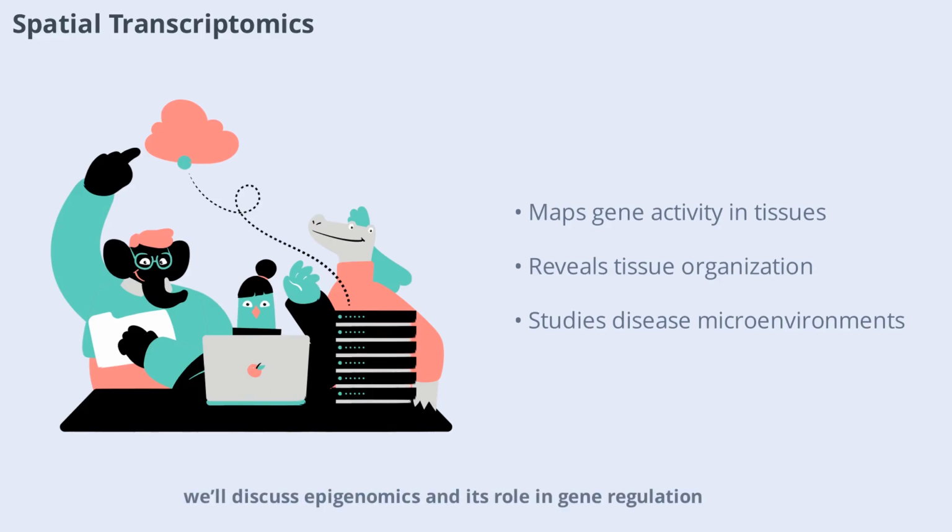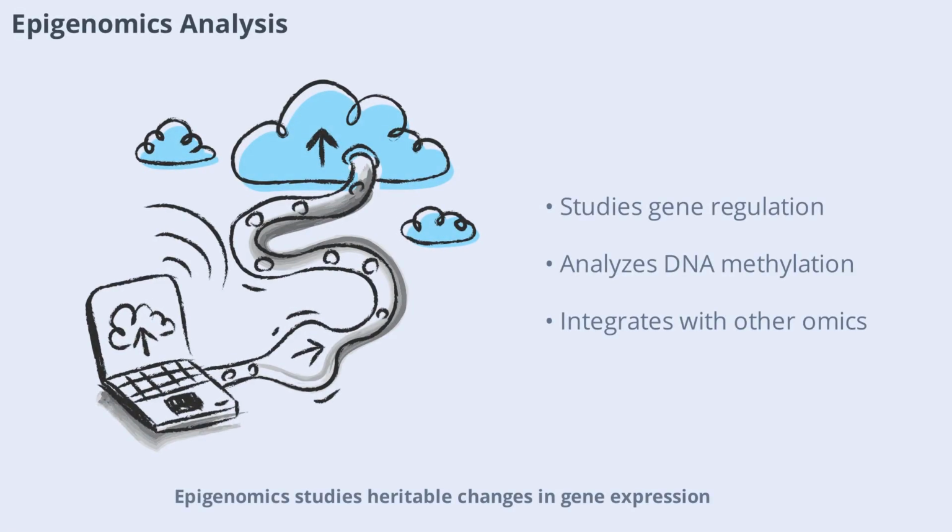Next, we'll discuss epigenomics and its role in gene regulation. Epigenomics studies heritable changes in gene expression that don't involve changes to the DNA sequence. Techniques like ChIP-seq and bisulfite sequencing generate data on DNA methylation and histone modifications. Analyzing epigenomic data helps researchers understand gene regulation, development, and disease. Integrating epigenomic data with other omics layers provides a comprehensive view of biological regulation.